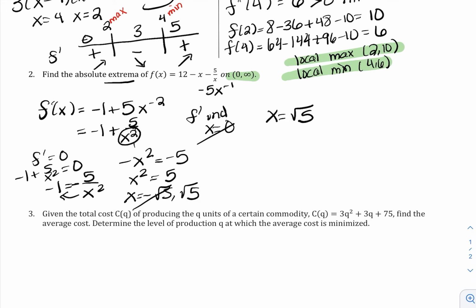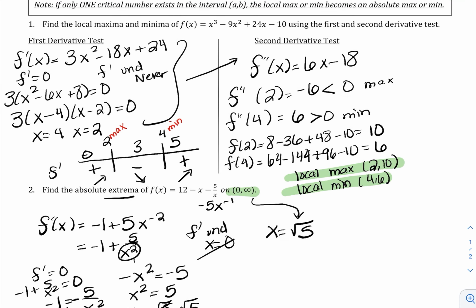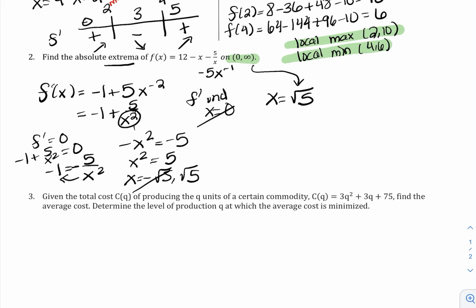So when you only have one critical number on an open interval, you can use this little note at the bottom, which is that if you figure out it's a local max or min, it will become an absolute max or min because it's the only critical number. So I just need to figure out if it's a local max or min. And I'm going to do that by using the second derivative test just to get a little bit more work with it. So I'm going to find the second derivative. The derivative of negative 1 is 0. And then for 5x to the negative 2, I'm going to bring down the negative 2, negative 10, x to the negative 3, which is negative 10 over x cubed.